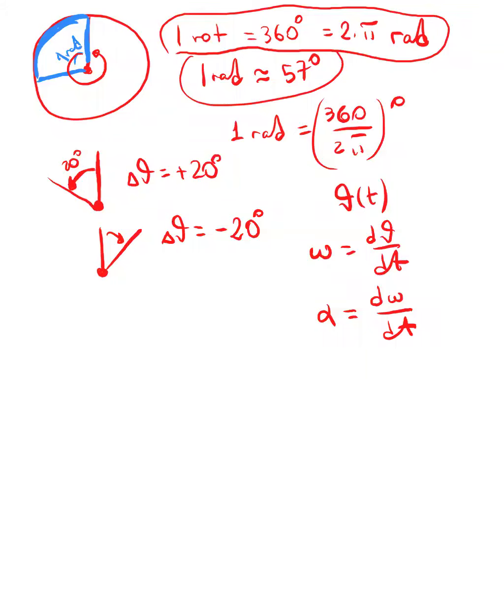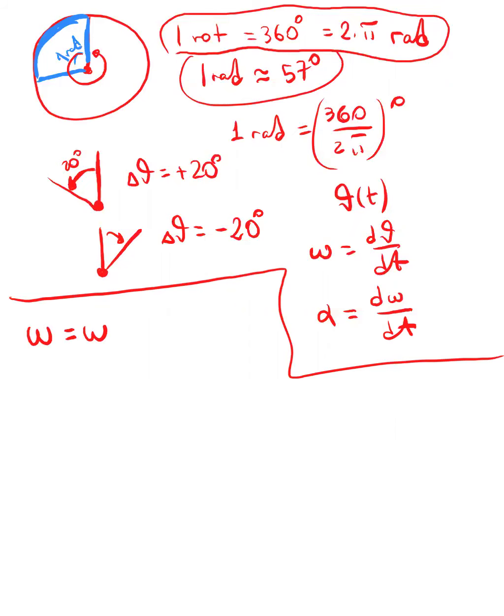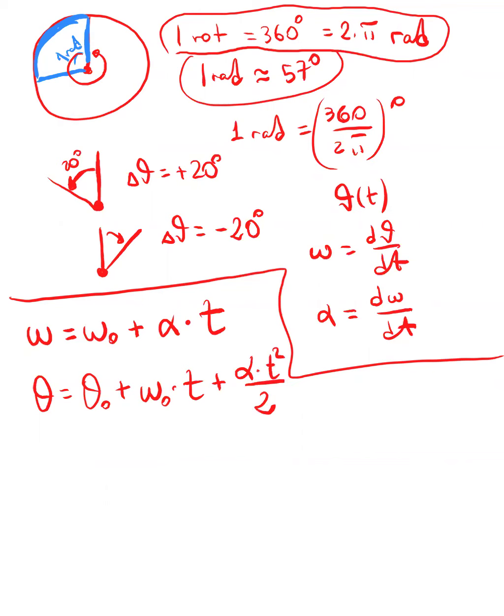If your rotation is simple, by simple we mean acceleration is constant, then you get simple equations. When you have a constant acceleration, then your angular velocity is your initial velocity plus acceleration times time. And your angle is whatever your initial angle was plus initial velocity times time plus angular acceleration times time squared divided by 2.